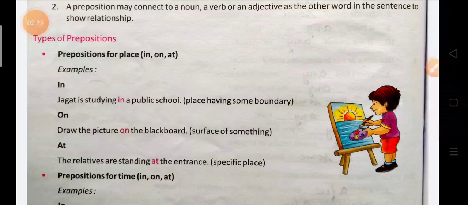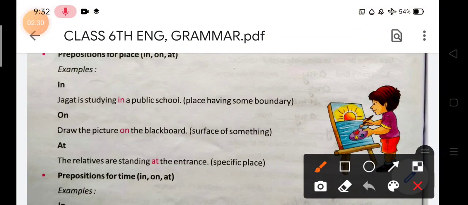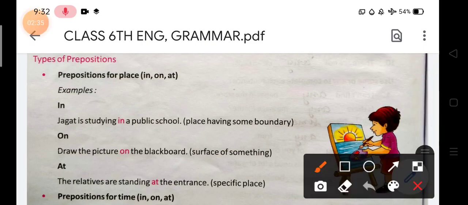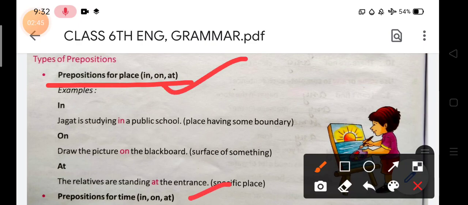You know already that the preposition topic is very important for you, so this is the reason you must go through all the examples that are given, and after that you will try to understand, as you can see, types of prepositions. So prepositions for places: all these prepositions are used for showing places. You will understand how the same prepositions that are used for places are also used for time, and how they are used for time as against places. We will understand all these points in detail.